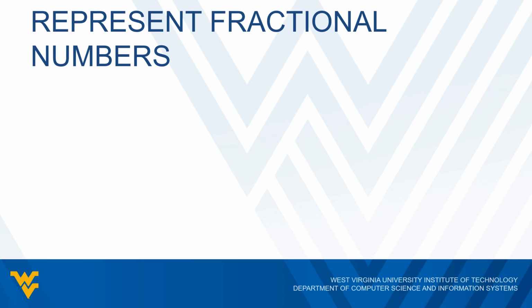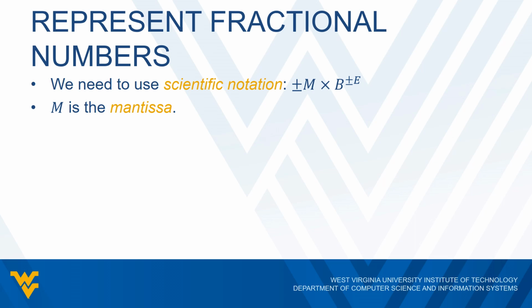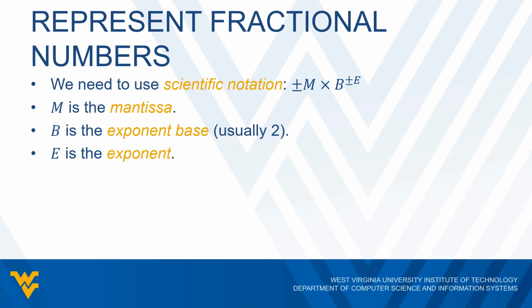Fractional numbers can also be represented in binary by using the signed integer techniques that we just talked about. But if we want to do that, we must first convert the number into scientific notation, which we describe here as plus or minus m times b to the plus or minus e power. So in this case, m would be considered the mantissa, b would be the exponent base, and usually this is going to be 2, and then e is going to be the exponent.